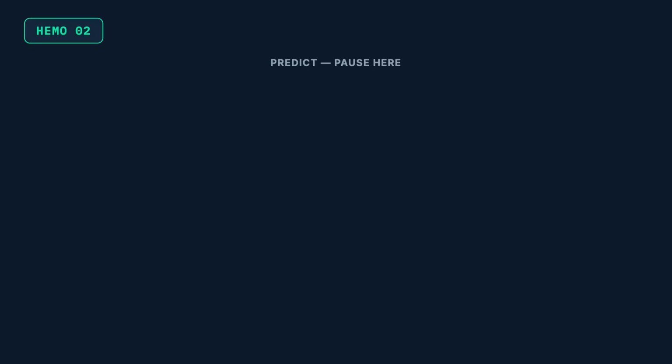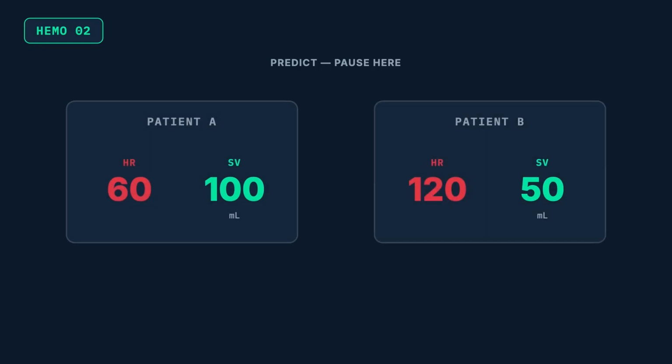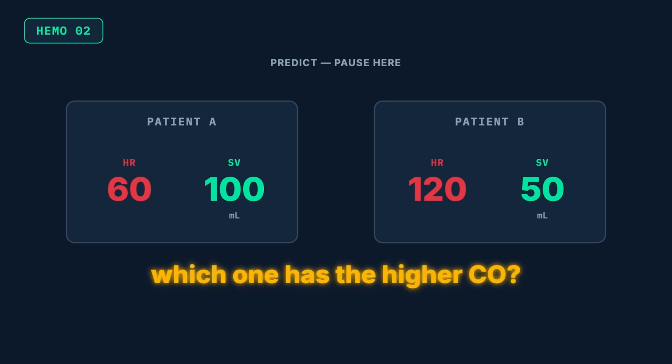Quick one before we go on. Patient A, heart rate 60, stroke volume 100 milliliters. Patient B, heart rate 120, stroke volume 50. Pause it. Which one has a higher cardiac output?